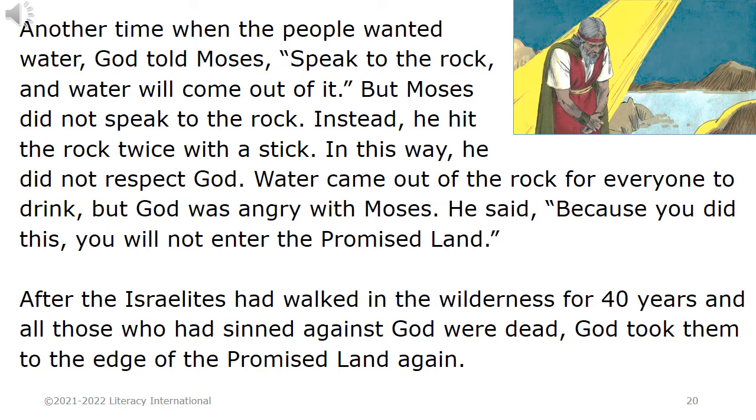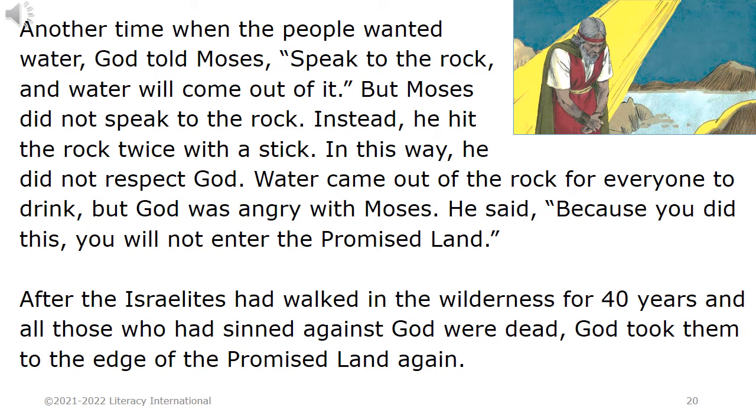Another time, when the people wanted water, God told Moses, "Speak to the rock, and water will come out of it." But Moses did not speak to the rock. Instead, he hit the rock twice with a stick. In this way, he did not respect God. Water came out of the rock for everyone to drink, but God was angry with Moses. He said, "Because you did this, you will not enter the promised land."